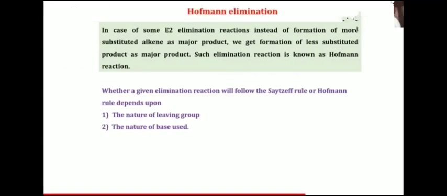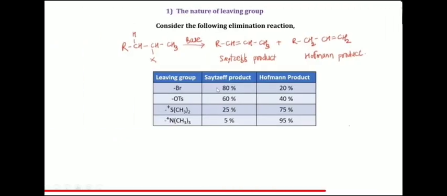The next one, Hofmann elimination. In some E2 elimination reactions, instead of the more substituted alkene as the major product, we get the less substituted product as the major product. Such an elimination reaction is known as Hofmann elimination. Whether a given elimination reaction will follow Saytzeff's rule or Hofmann rule depends upon the nature of the leaving group and the nature of the base used. First, the nature of the leaving group. Consider the following elimination reaction. The first one is the Saytzeff product and the second one is the Hofmann product.